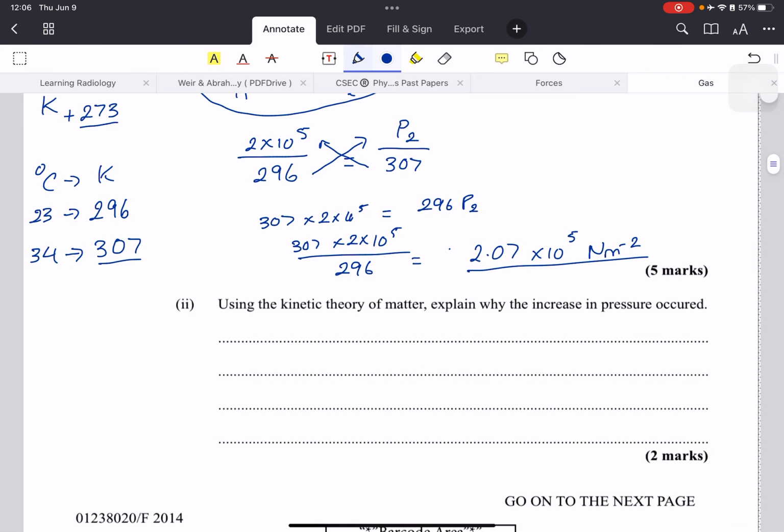The next part they want to see is the kinetic theory of matter to explain why the increase in pressure occurred. Well, it's very simple. Because of the increase in temperature, the gas particles have an increase in kinetic energy, which means that they will be bumping into each other a lot more often, and therefore the walls of the tire as well. So therefore the pressure will increase.